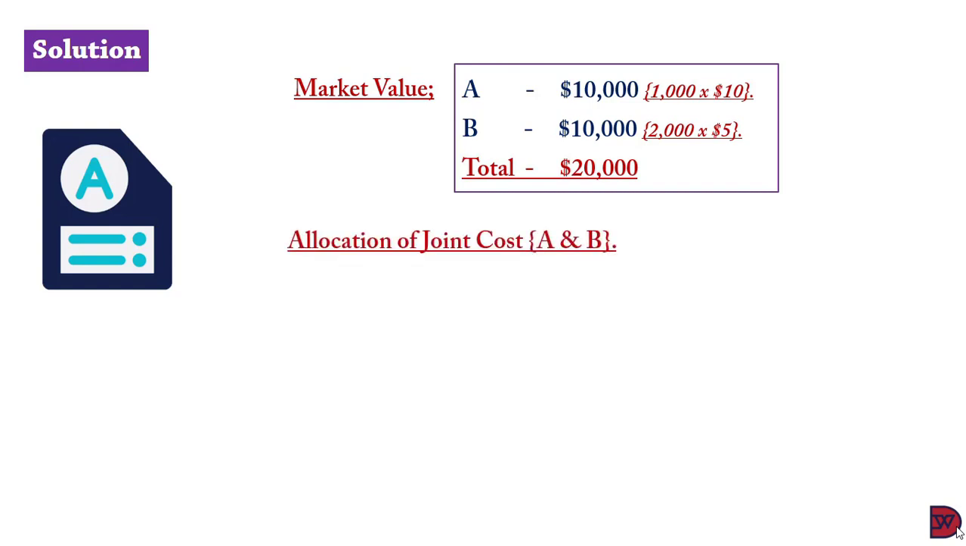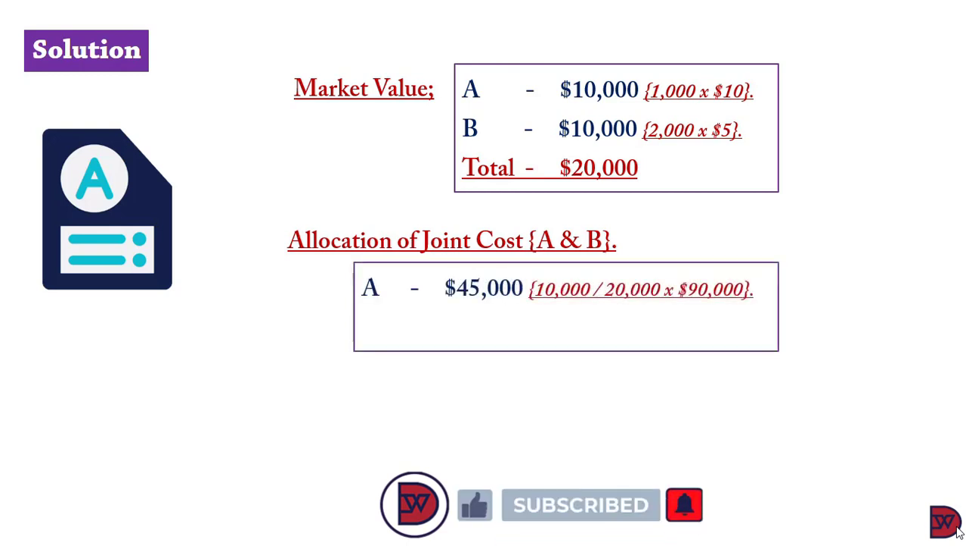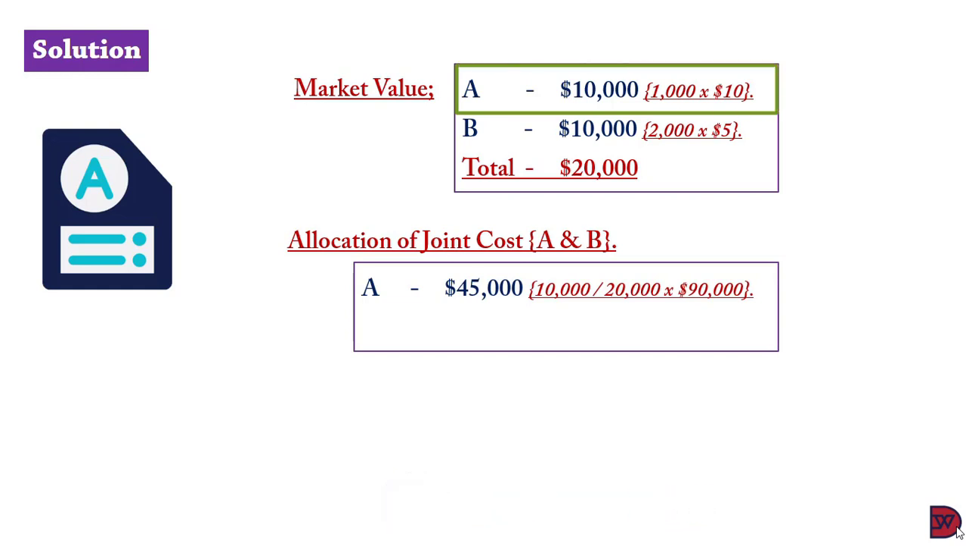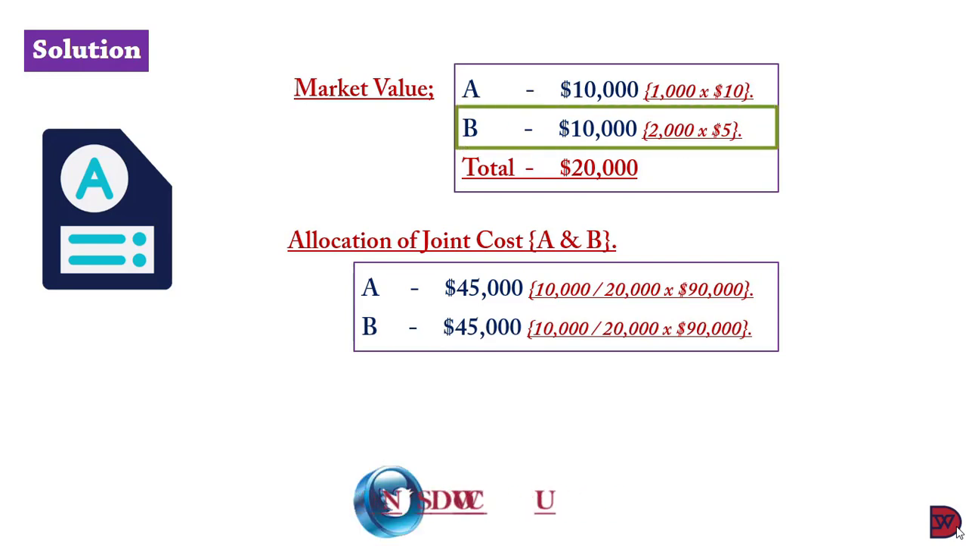When we come to the allocation of the joint cost, we're going to do so based on their market value. For A, it's going to be $45,000. That is $10,000 market value of A divided by the total market value of $20,000 times the $90,000 production cost. For B, it will also be $45,000 because it had a market value of $10,000 divided by the total market value of $20,000 multiplied by the $90,000 total production cost.